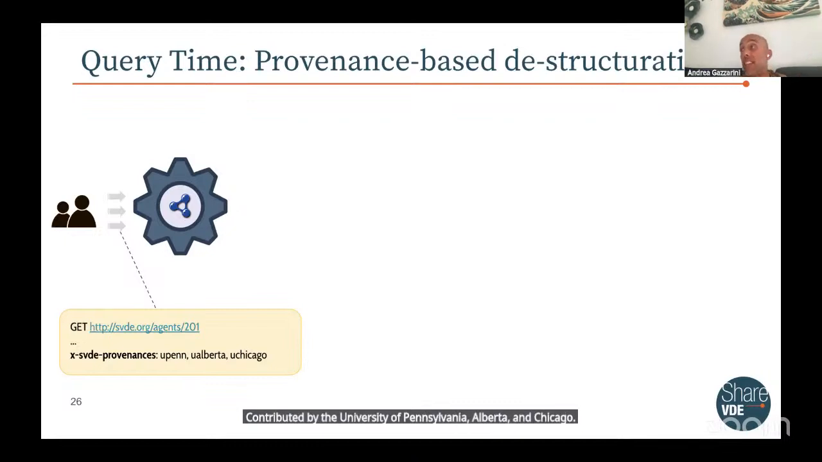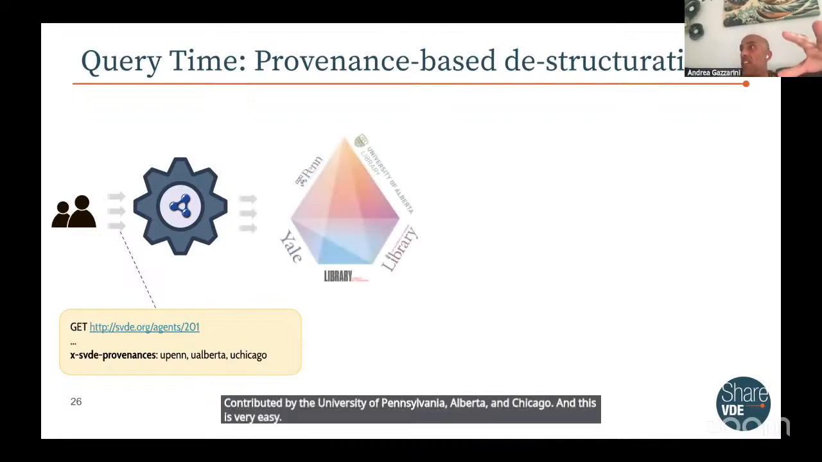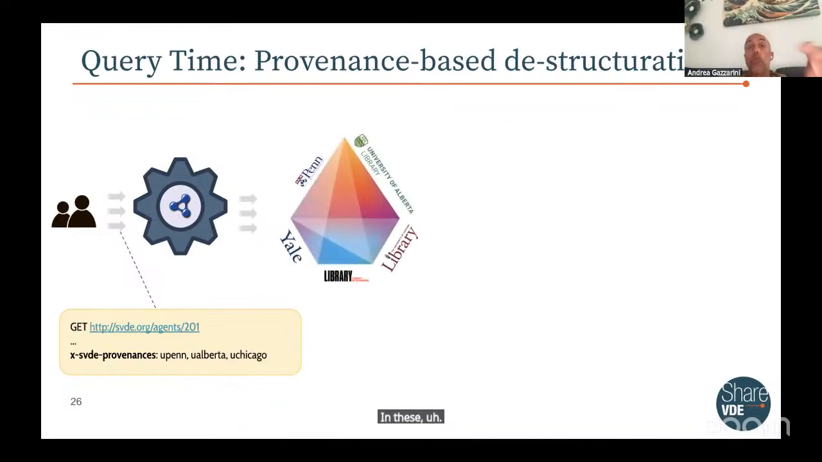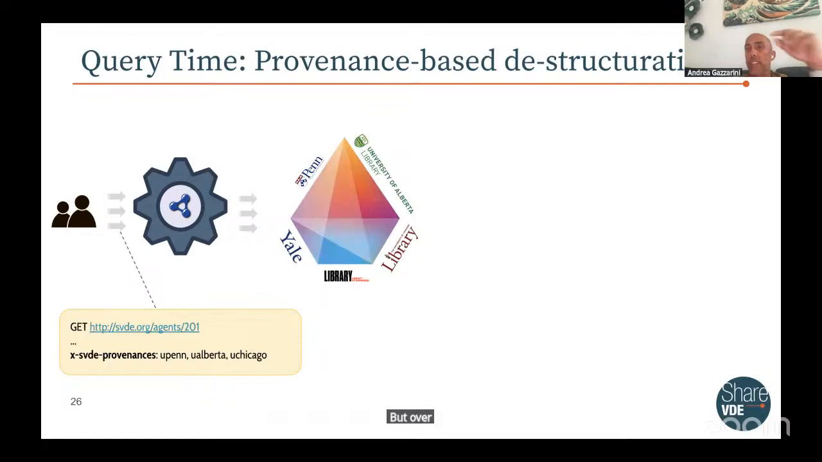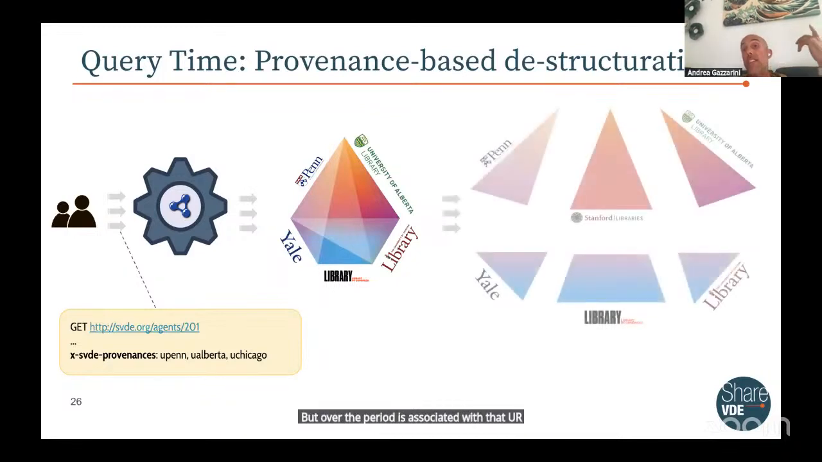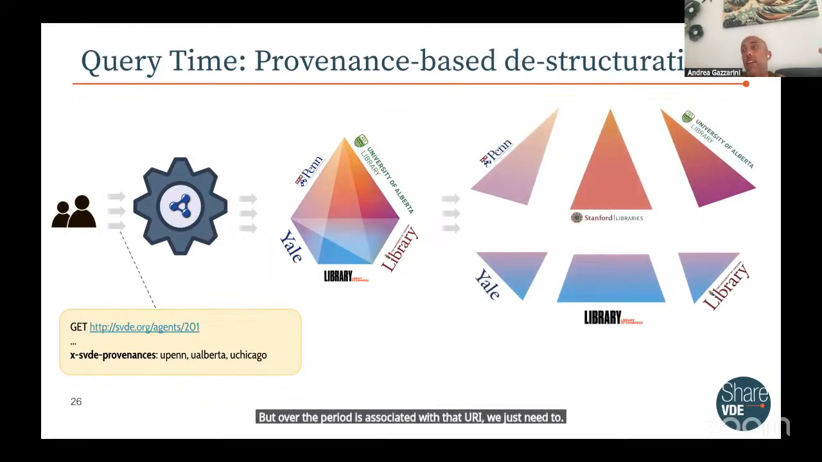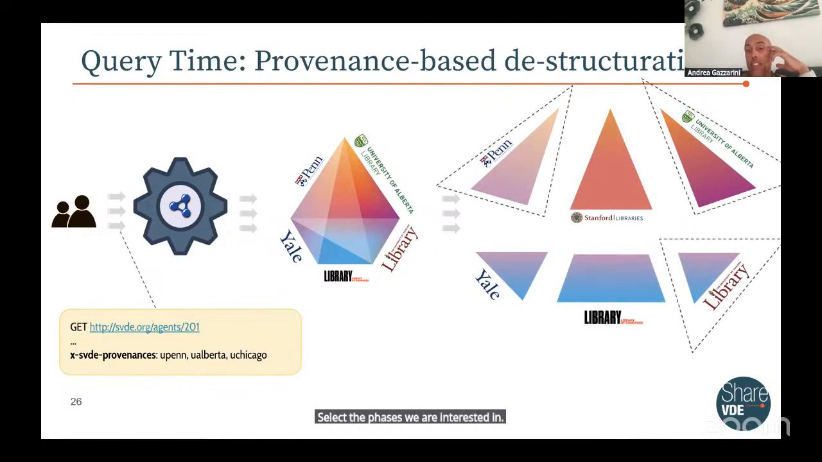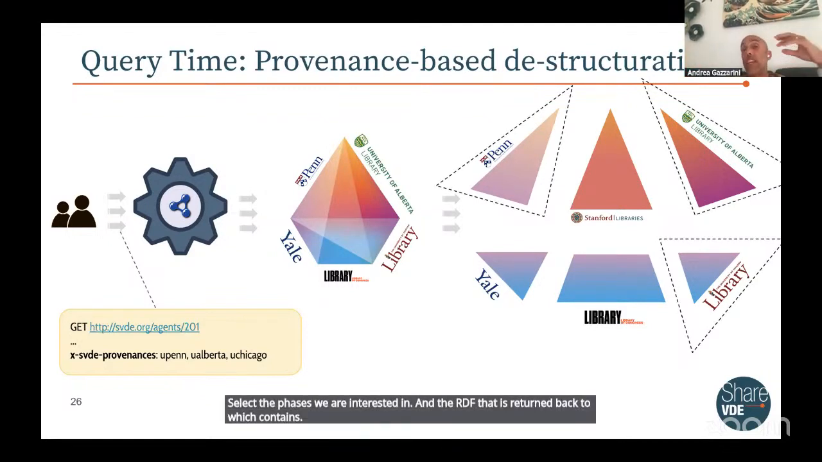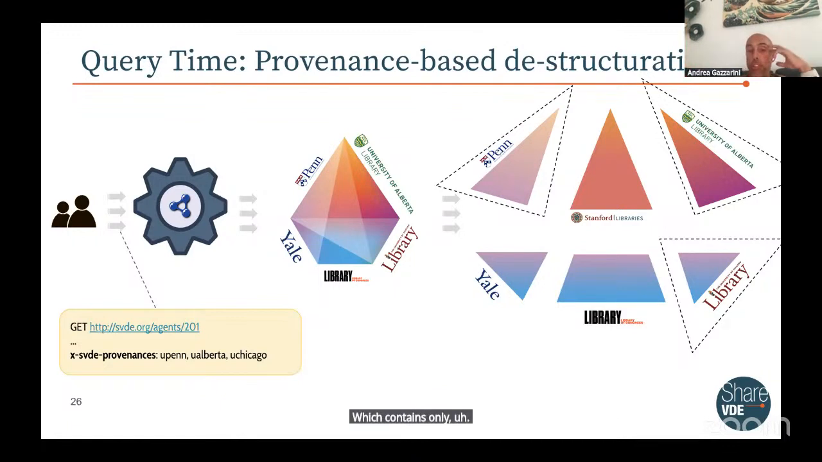And this is very easy in this context because we know that we have a prism. Once detected the proper prism associated with that URI, we just need to select the phases we are interested in. And the RDF that is returned back would contain only those contributions.